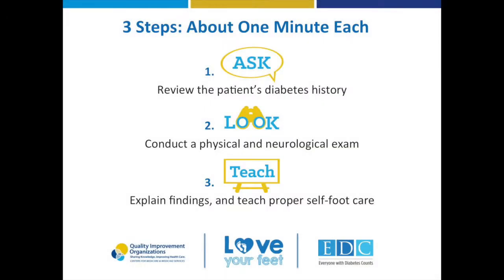The Quality Payment Program Diabetes Foot Exam Measure looks at the percentage of patients aged 18 to 75 who've had this exam within the measurement year and must include documentation of the visual, monofilament, and pulse components. The 3 steps in a comprehensive annual foot exam should each take about 1 minute. These steps are: ask, review the patient's diabetes history; look, complete the physical exam and the neurological exam; and teach, explain your findings, and teach proper foot care.